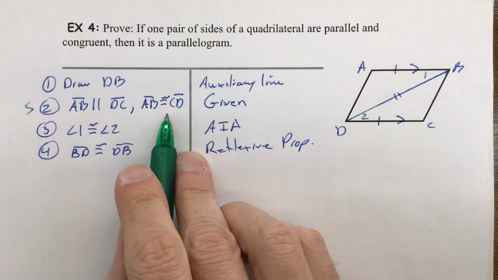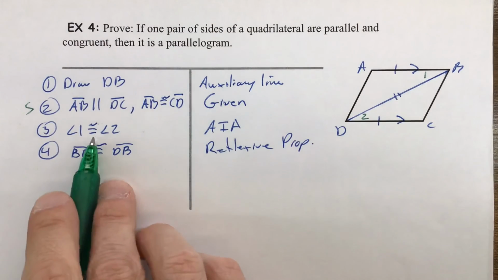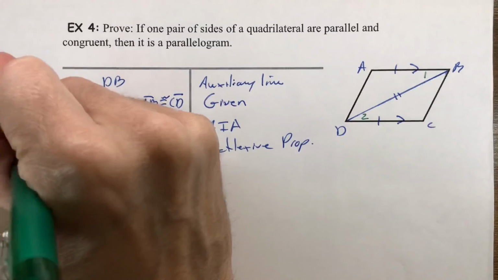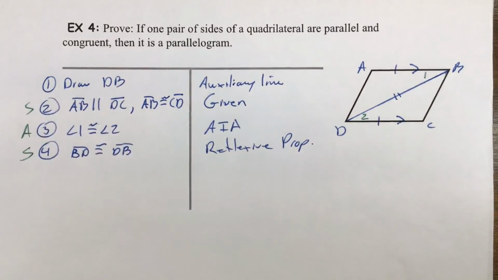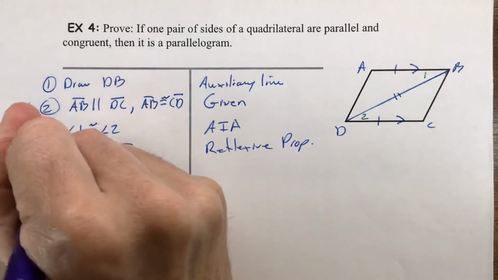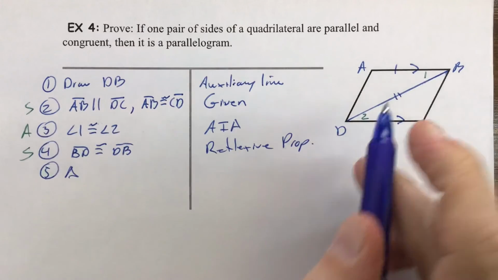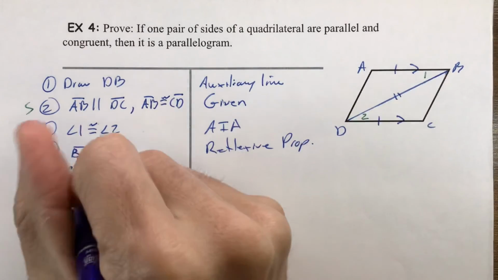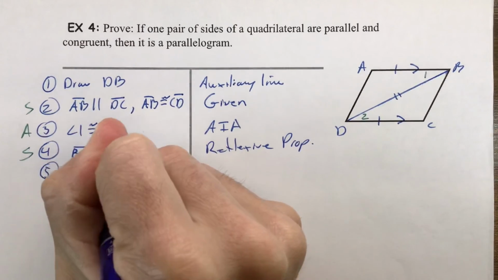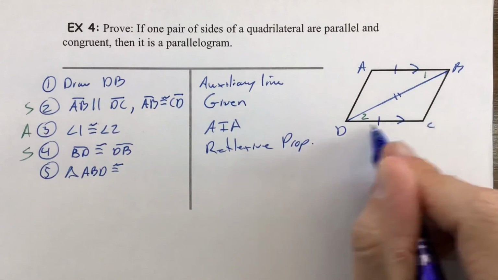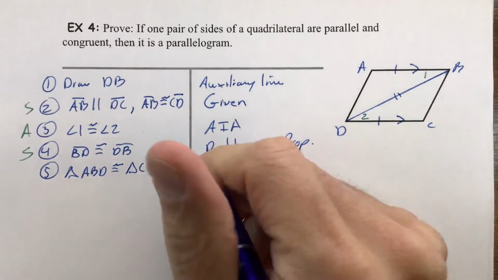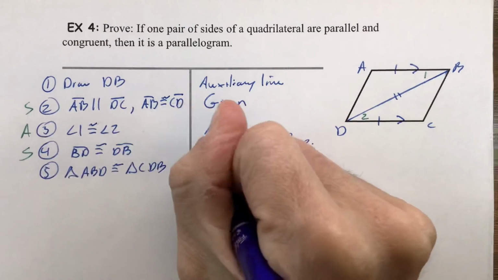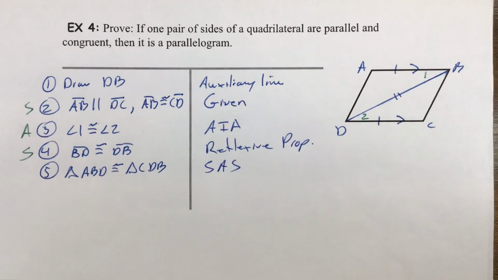Given all that information that we have so far, we've got the two sides, top and bottom. We've got the included angles. We also have the shared side. So by side angle side, we can prove that the top triangle and the bottom triangle are congruent. Okay, we'll call that ABD is congruent to CDB. There's your reason. Side angle side.